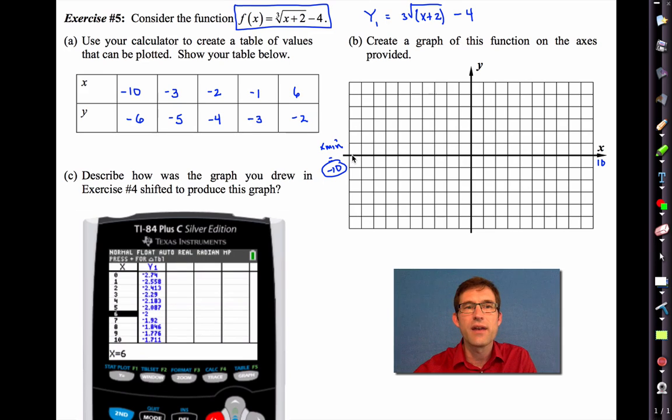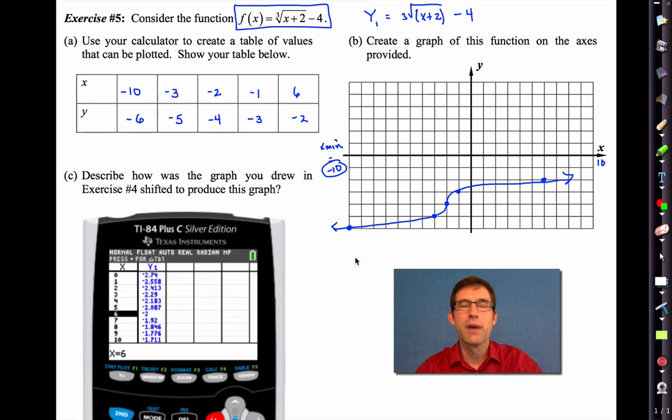We've got negative 10, negative 6, 1, 2, 3, 4, 5, 6, all the way at the limit of our graph paper. Negative 3, 1, 2, 3, 4, 5. Negative 2, 1, 2, 3, 4. Negative 1, 1, 2, 3. And 6, 1, 2, 3, 4, 5, 6, negative 2. And now we have that graph.